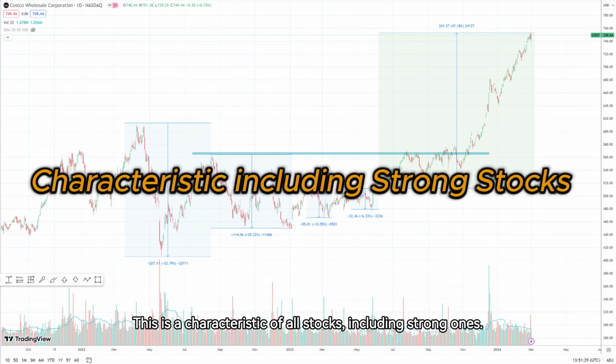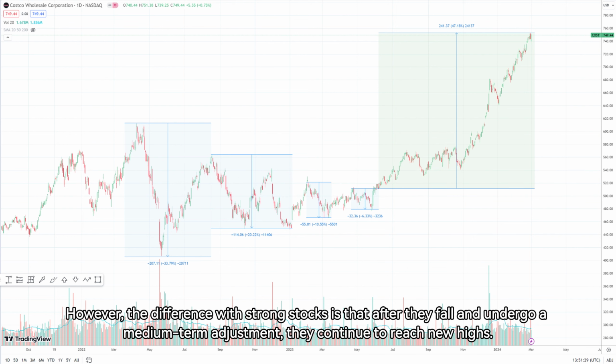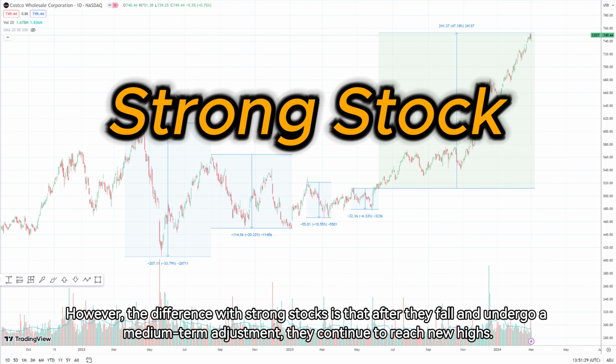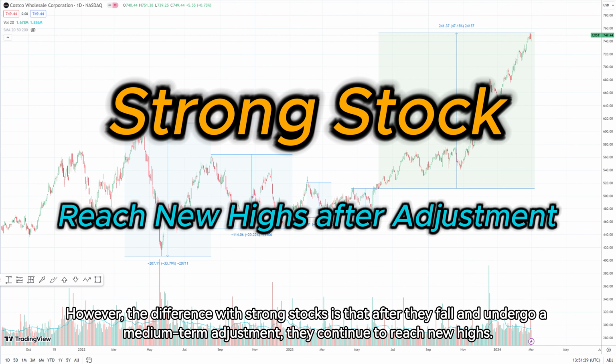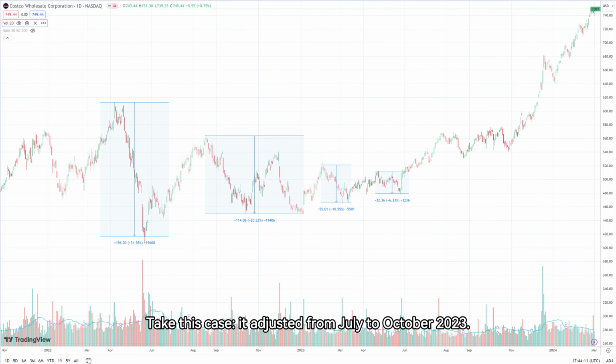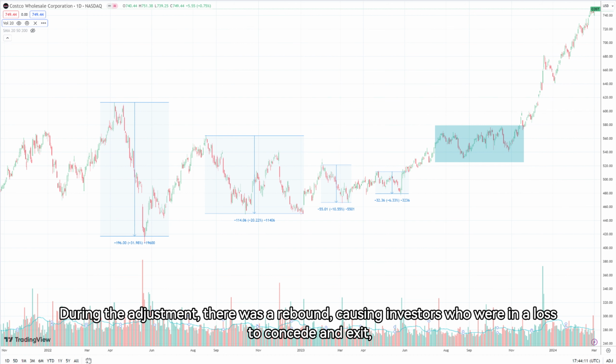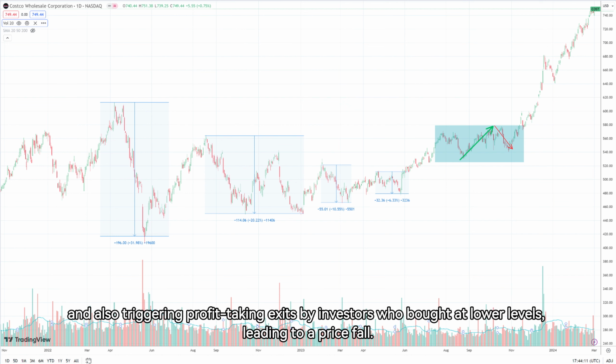This is a characteristic of all stocks, including strong ones. However, the difference with strong stocks is that after they fall and undergo a medium-term adjustment, they continue to reach new highs. Take this case. It adjusted from July to October 2023. During the adjustment, there was a rebound, causing investors who were in a loss to concede and exit, and also triggering profit-taking exits by investors who bought at lower levels, leading to a price fall.